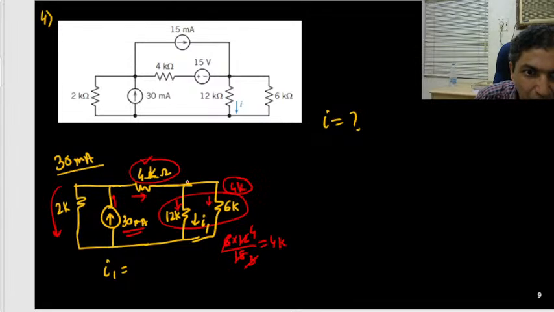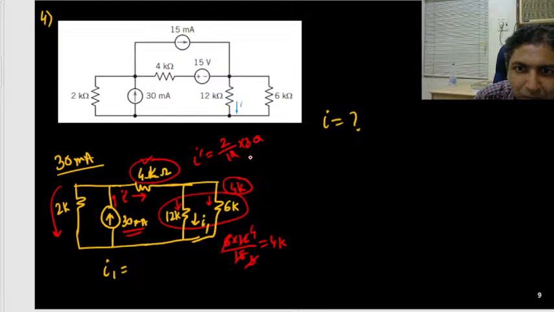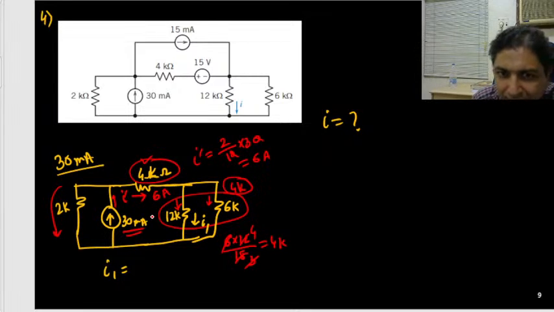Okay, so how to find these things? Consider this current as I prime. I prime is simply how much? It is the current divided: 2 upon 2 plus 4 plus 4 is 10 upon 30, multiplied by 30 means 6 ampere. This is your 6 ampere.